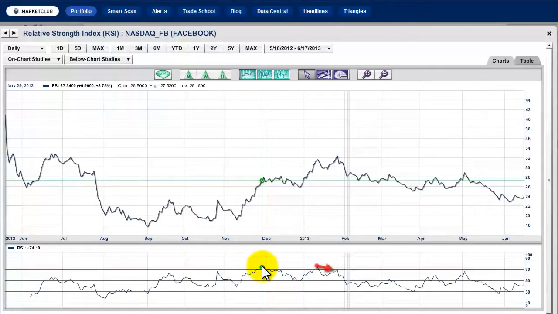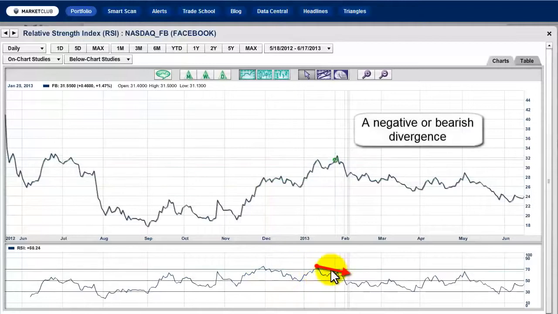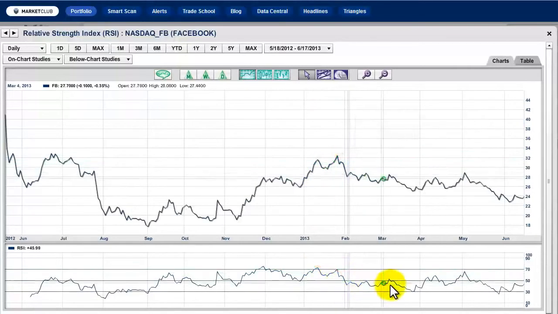Now what was a clue was the negative divergence right here. You can see prices made new highs, but it was not followed by the RSI. Then prices came down again, back to close to the 30 level, popped up again, and then came back down to the 30 again. So there's a little bit of a divergence there on the last tail end, and from there we had a pretty good move on the upside.